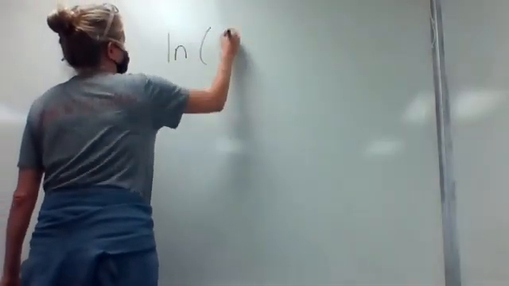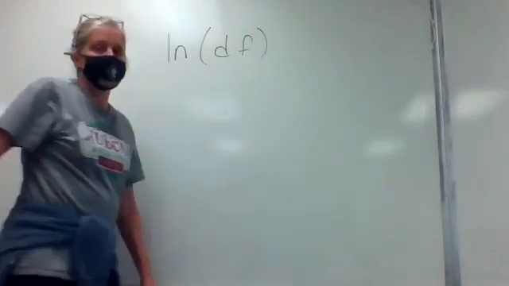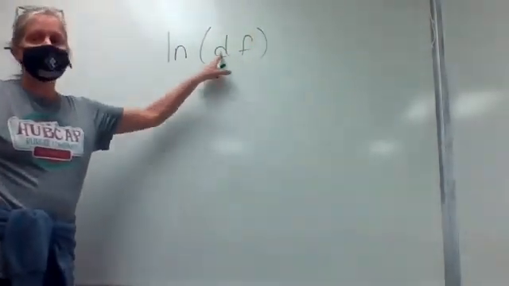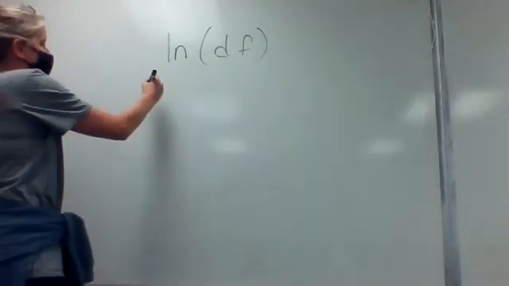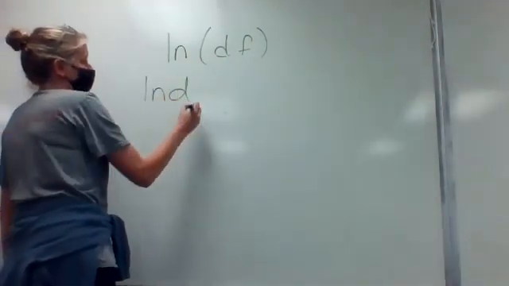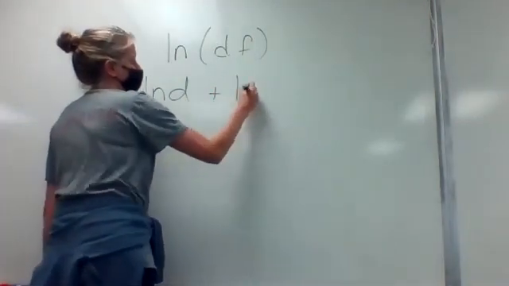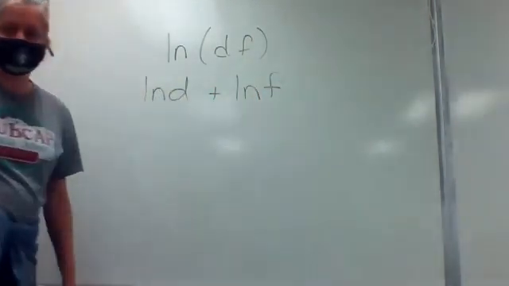ln of d times f. Express this one as a sum. So again, anytime you have a product inside here, you can rewrite that as the sum of those two logs. So that'll be ln d plus ln f.